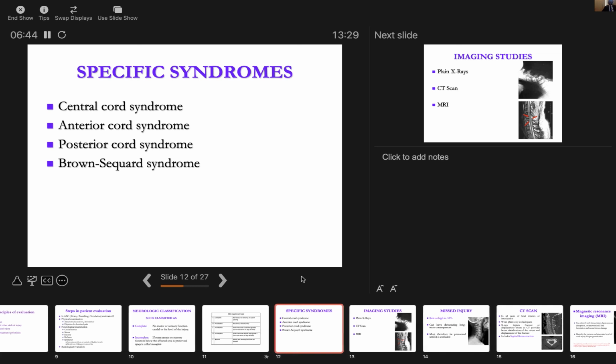And we have some specific syndromes, as you know. We need to carefully study all of them. They show some distinct neurological findings and distinct prognosis patterns and distinct treatments. We need to name the syndrome's name if it is incomplete.